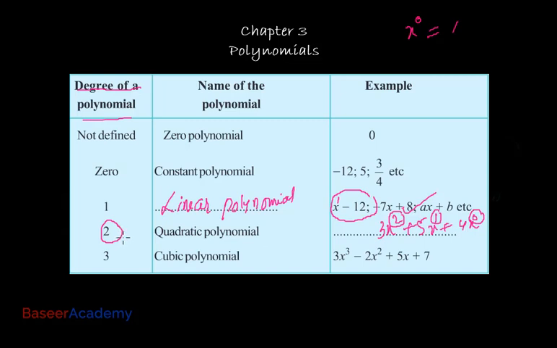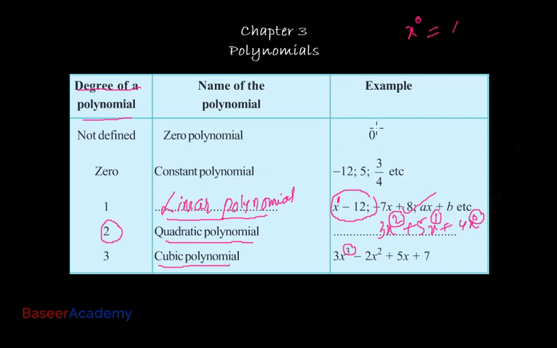So what is the meaning of degree? The highest power of x in a polynomial is known as the degree of the polynomial. If the degree of the polynomial is 2, it is known as a quadratic polynomial. If the degree is 1, it is known as a linear polynomial. If the degree is 3, it is known as a cubic polynomial.